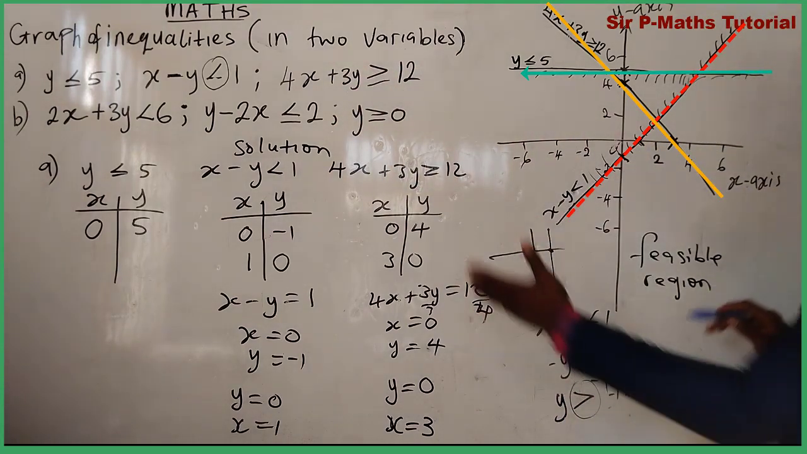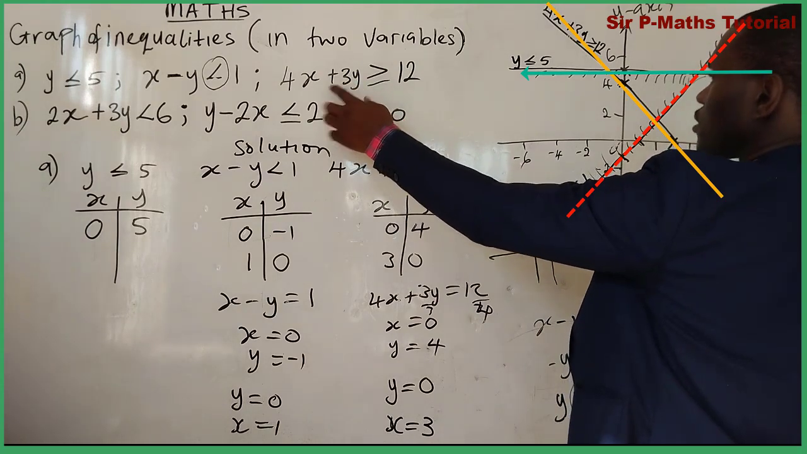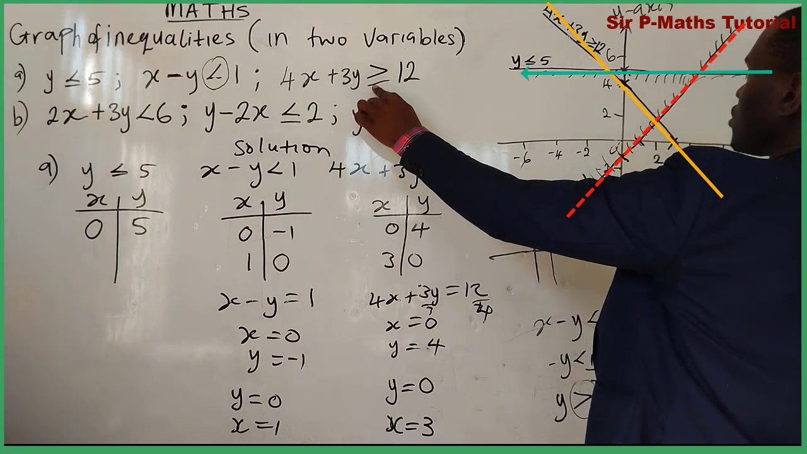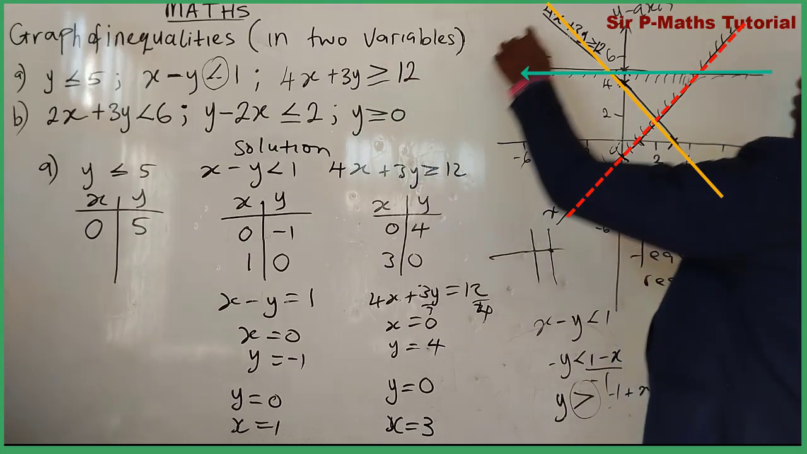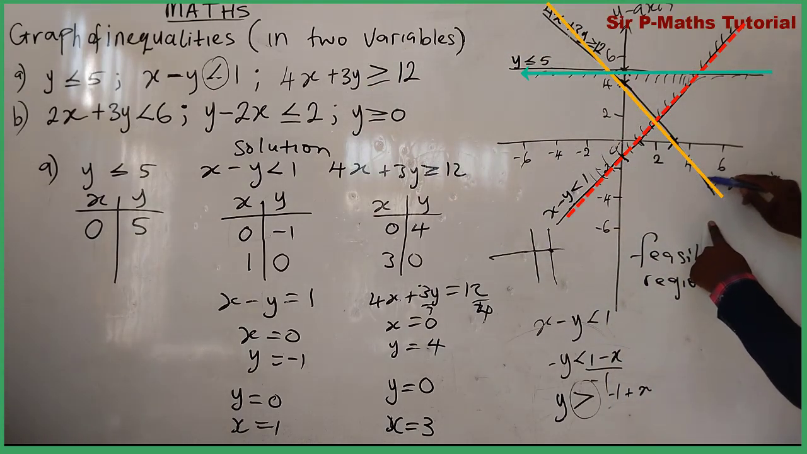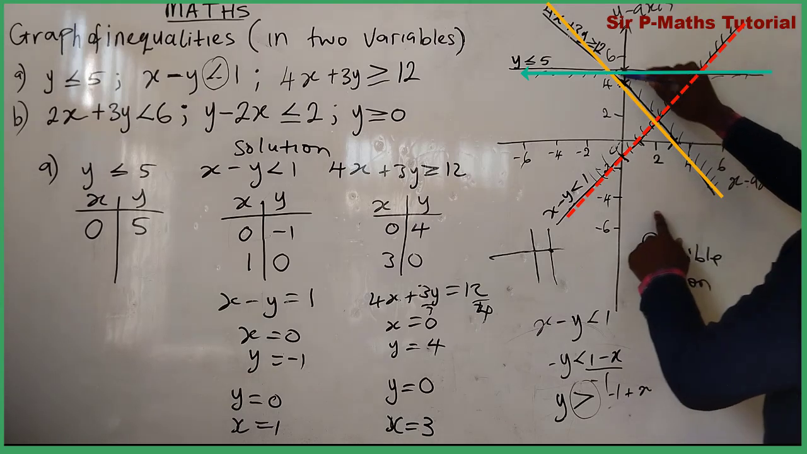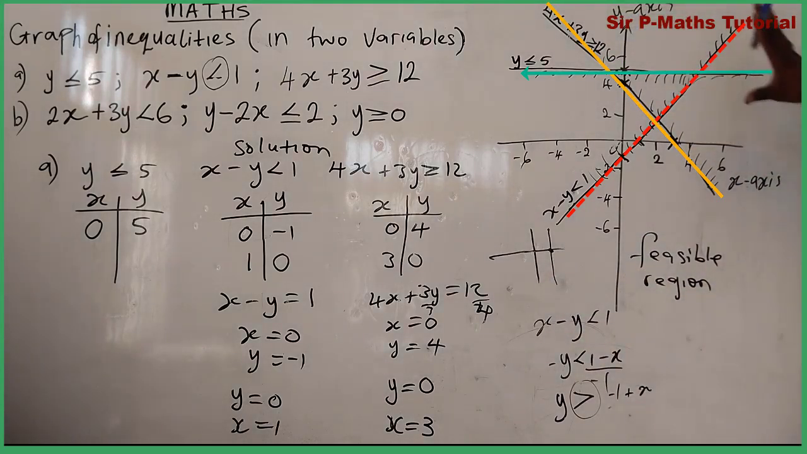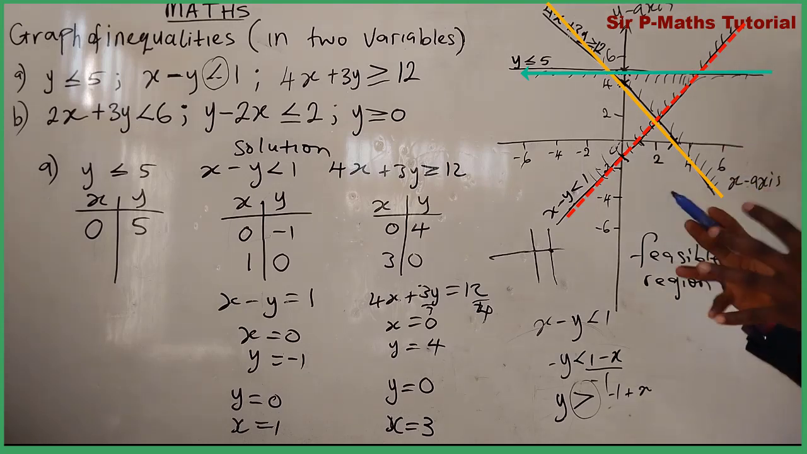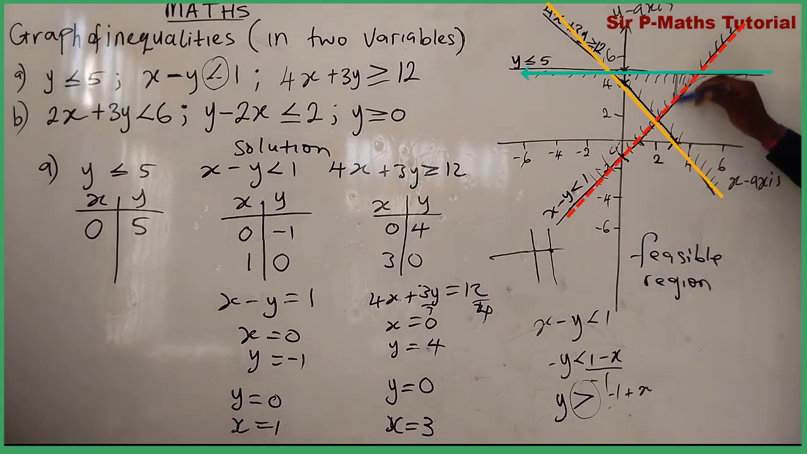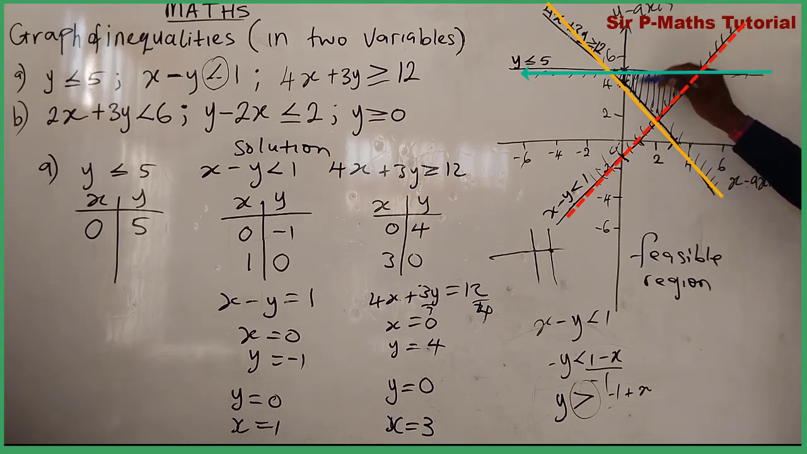We do subject of the formula when my y has a negative sign. From here I have this to be greater than or equal to 12. Since it is greater than, it means above. We shade above like this. Having shaded all of them, where do we have the bounded region? It is inside here. So our feasible region is here. You now shade it well to indicate your feasible region. This is the area bounded by the three inequalities.